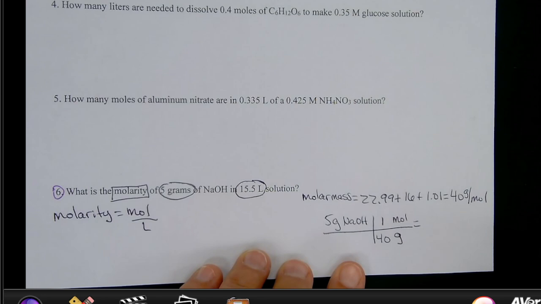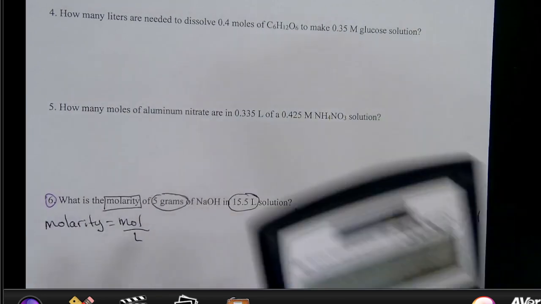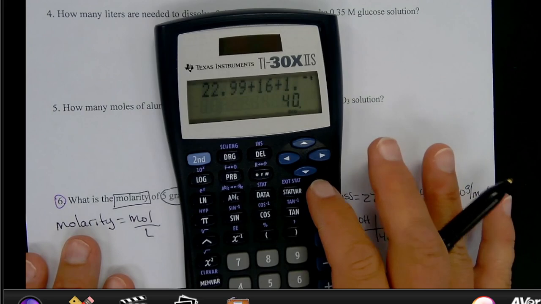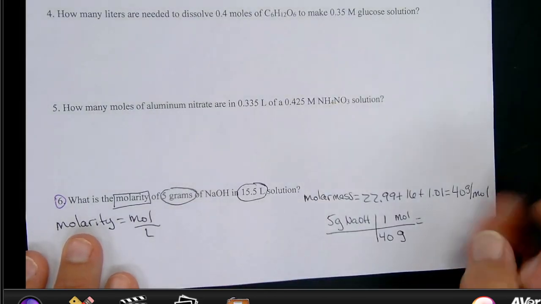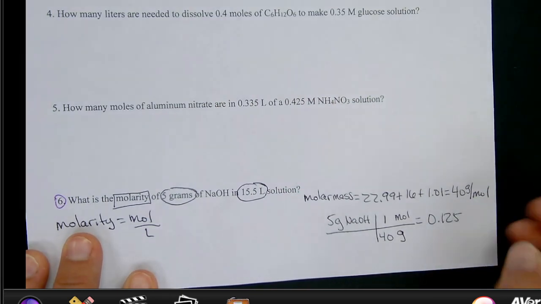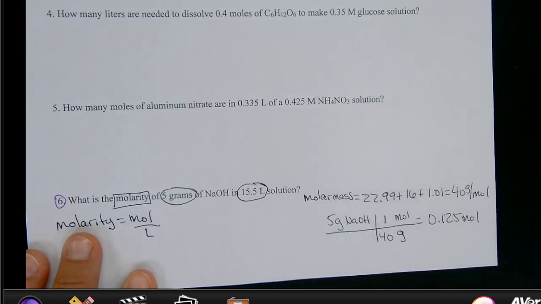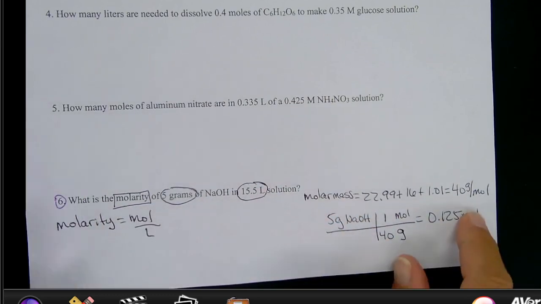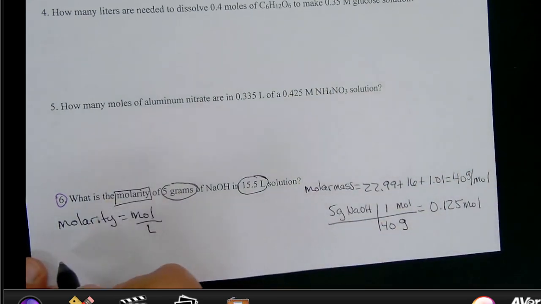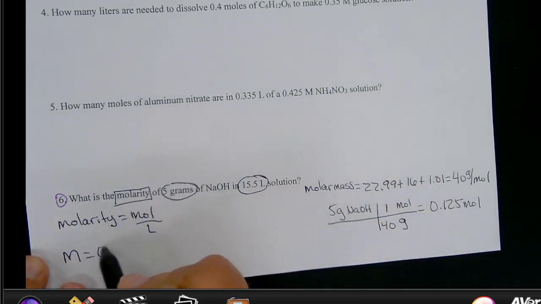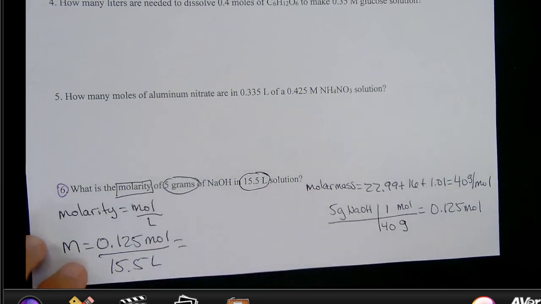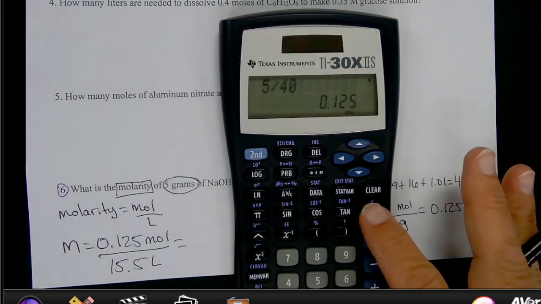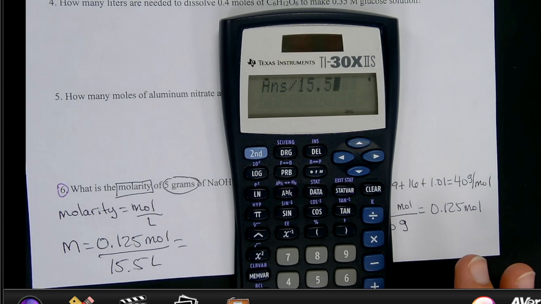It's on the bottom. What do I do with that number? Divide by it. So I'm going to take 5 divided by 40. 0.125. And that'll give me my moles. Now I can take this, plug this into my equation. So molarity equals, I have 0.125 moles. And my volume is 15.5 liters. Divide those out, divided by 15.5.